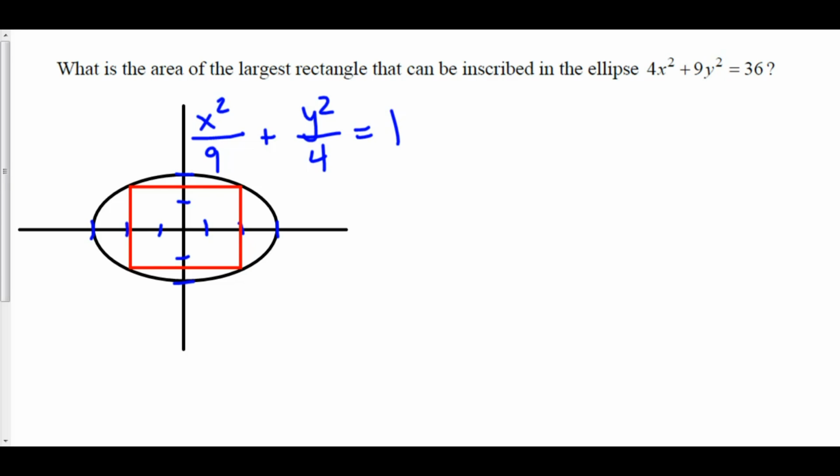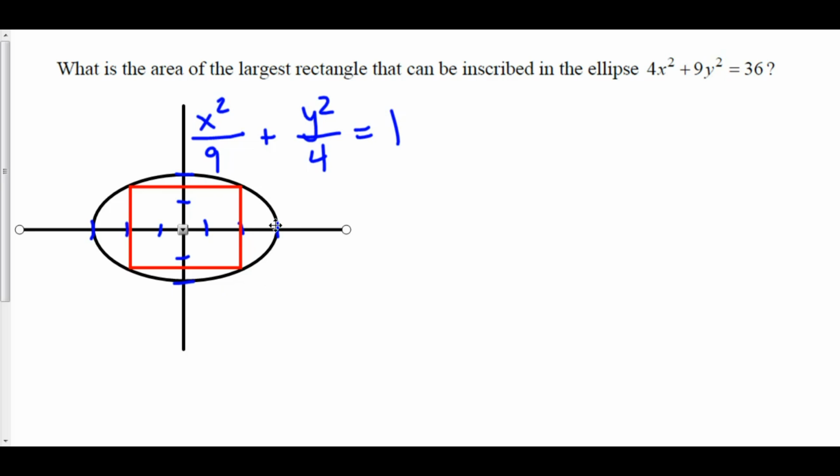What is the area of the largest rectangle that can be inscribed in the ellipse 4x squared plus 9y squared equals 36? If you divide both sides by 36, you yield the standard form of an ellipse. Now this is an ellipse with the major axis along the x-axis, the minor axis on the y-axis, and it's centered at 0, 0. And here is a picture of that ellipse.